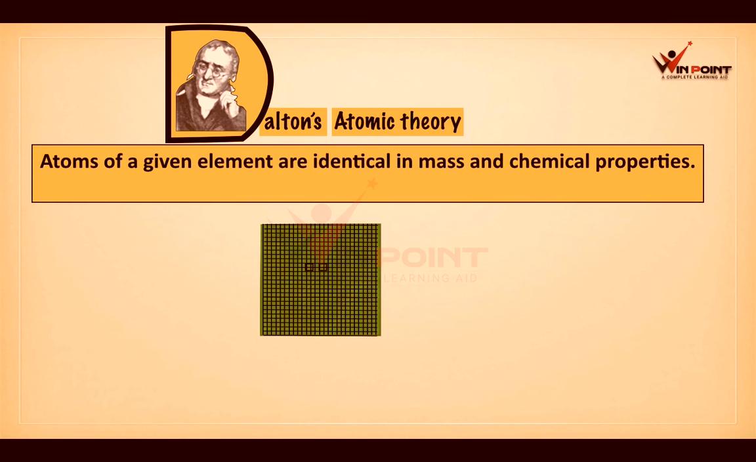Next one is atoms of given elements are identical in mass and chemical properties. We are considering a matter and taking two atoms from that matter, atom 1 and atom 2. These two atoms look the same. The mass will be the same. Their chemical properties are similar. So we can say that atoms of a given element are identical in mass and chemical properties. Their chemical properties are the same and their mass is the same.